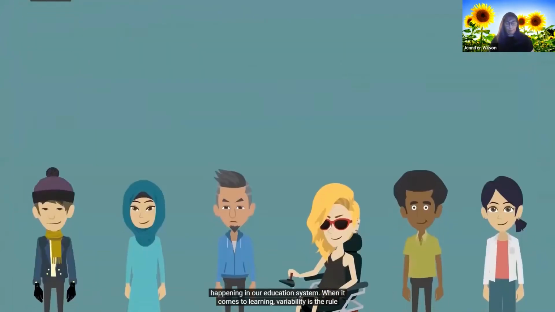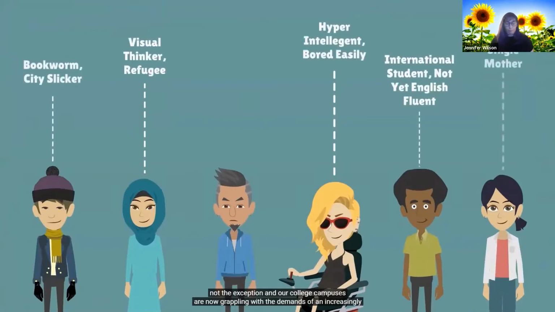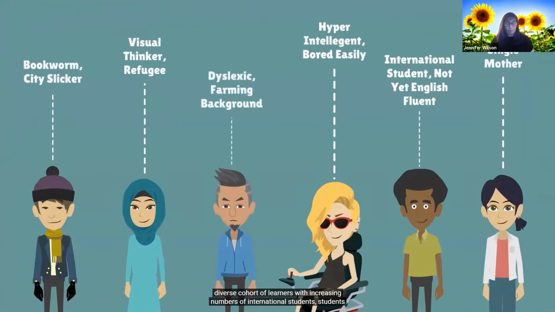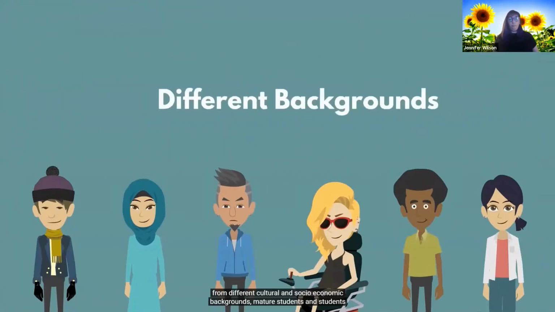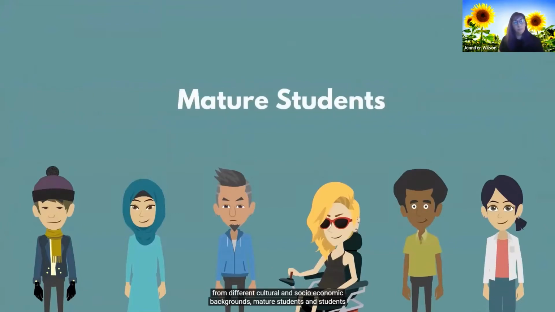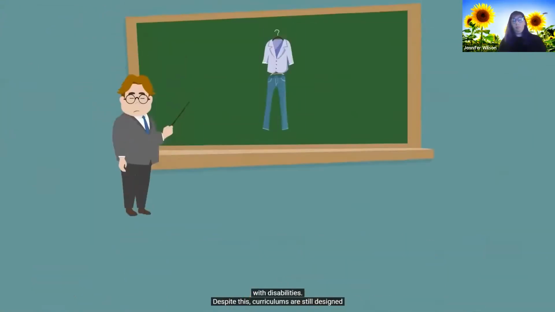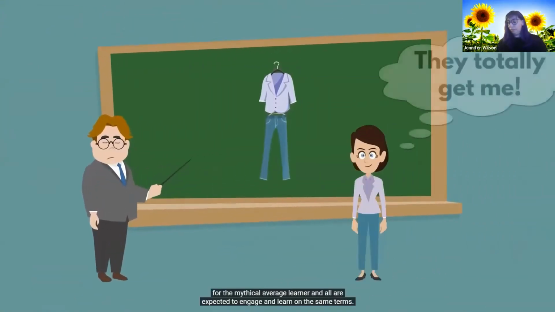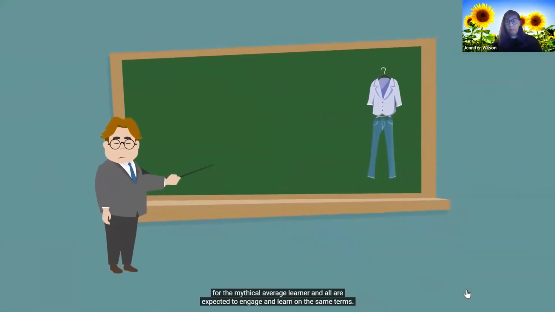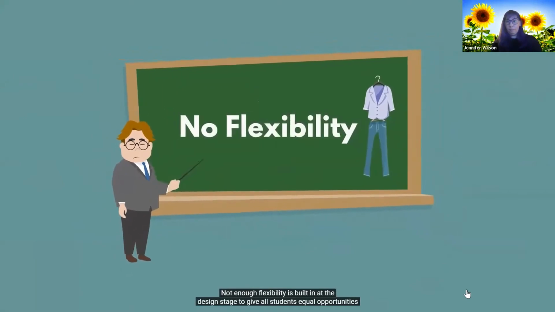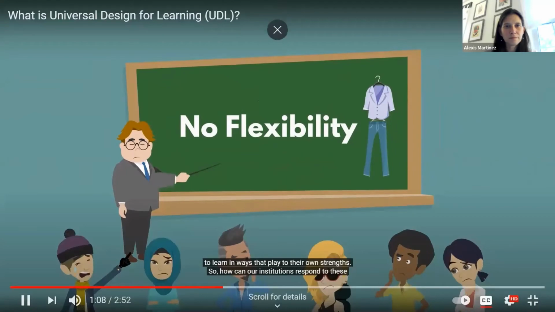When it comes to learning, variability is the rule, not the exception, and our college campuses are now grappling with the demands of an increasingly diverse cohort of learners, with increasing numbers of international students, students from different cultural and socioeconomic backgrounds, mature students, and students with disabilities. Despite this, curriculums are still designed for the mythical average learner, and all are expected to engage and learn on the same terms. Not enough flexibility is built in at the design stage to give all students equal opportunities to learn in ways that play to their own strengths.